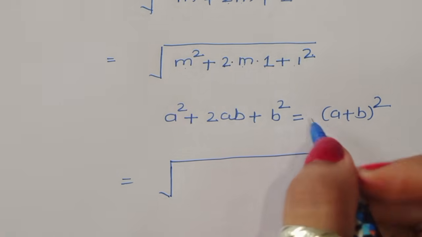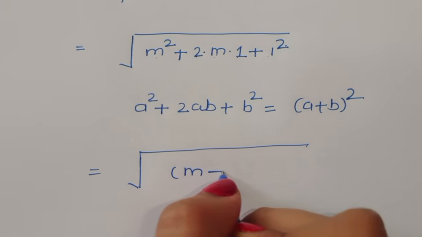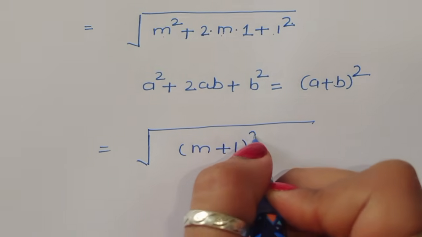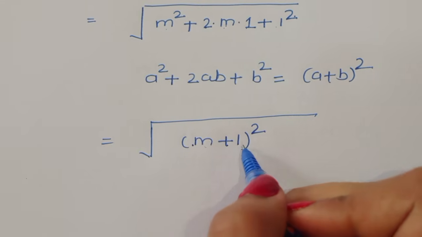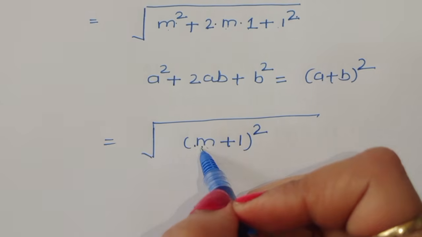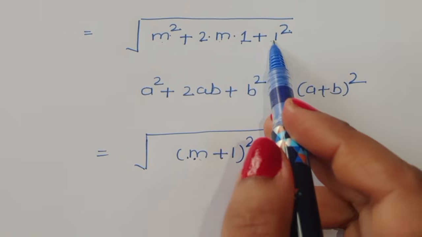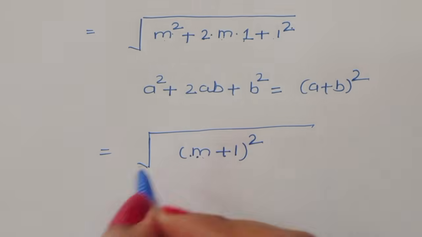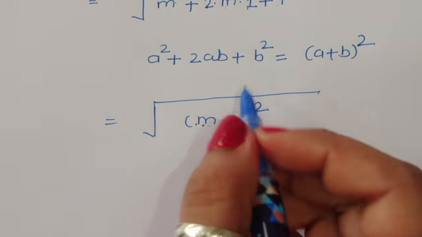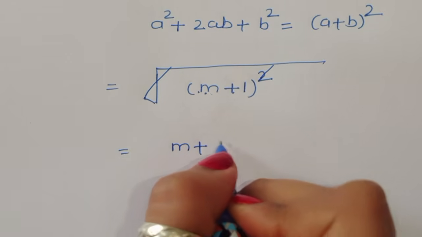So using this formula we can write this as the square root of M plus 1, the whole square. Why? Because M plus 1 whole square is M square plus 2 times M times 1, that is 2AB, and B is 1 square, right? So M plus 1 whole square. Now the square is cancelled by the square root, so the value is M plus 1 here.